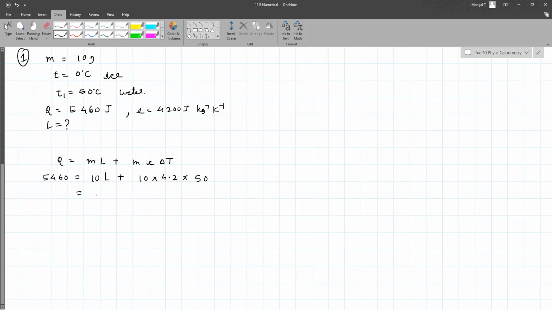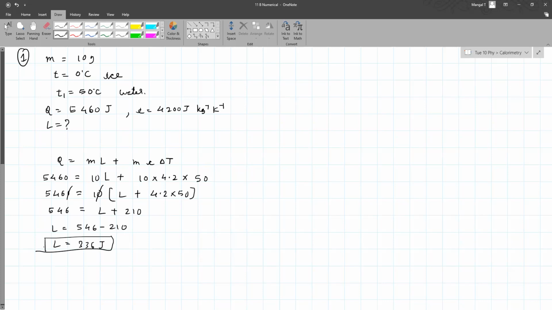Is it clear to everyone? Yes, sir. Okay, so here we leave aside, you can take out 10 common. This is a plus sign, so it's a math linear equation for you. So this is 546. This is L plus 4.2 multiplied by 50 is 210. So L will be 546 minus 210. So 546 minus that will give us 336 joules.